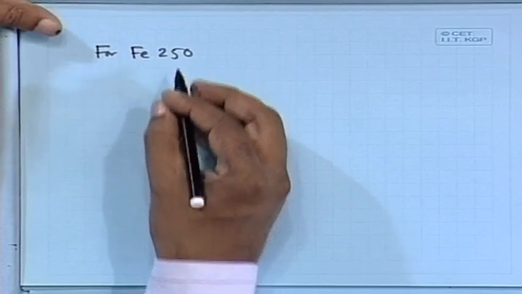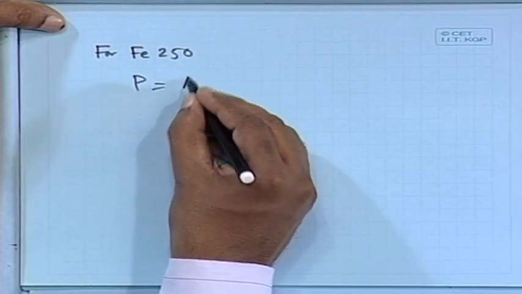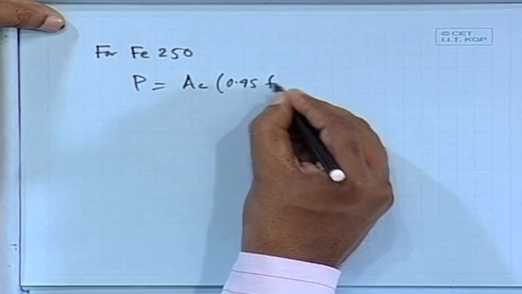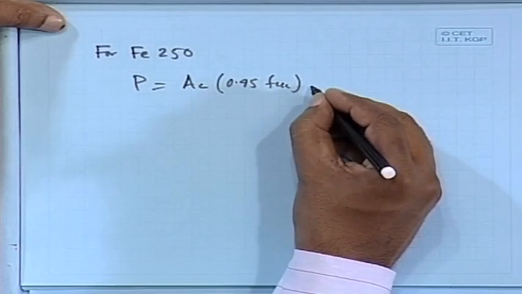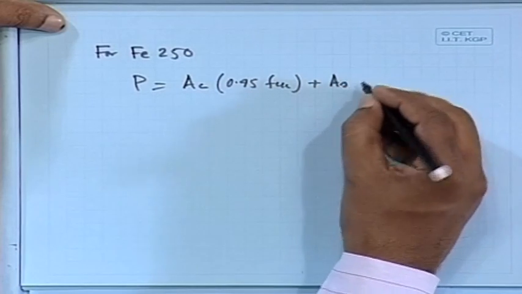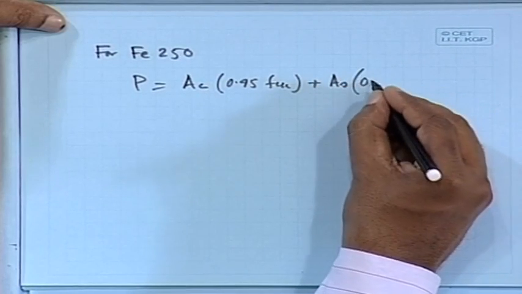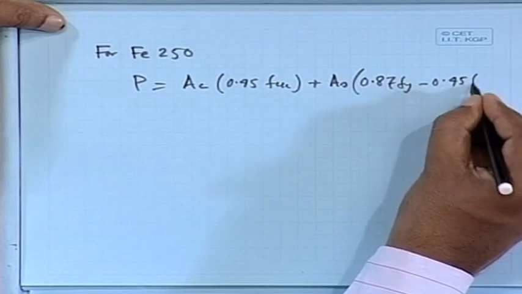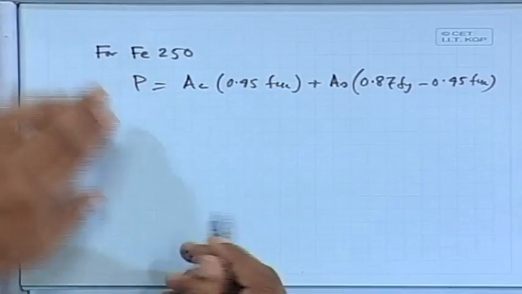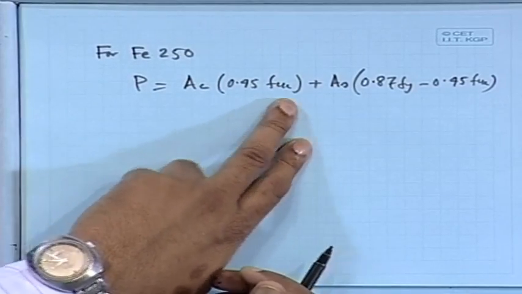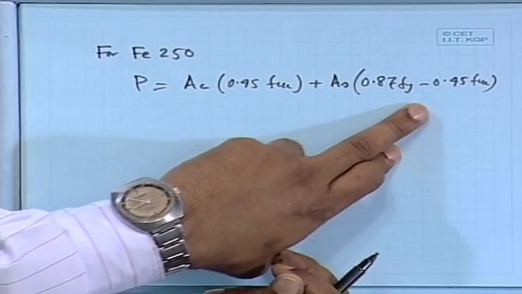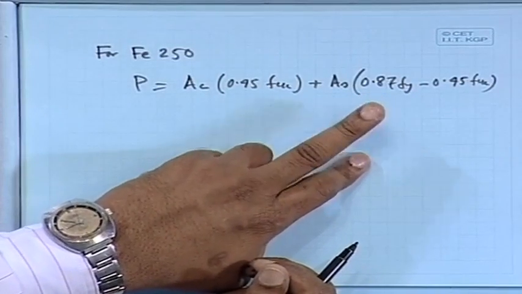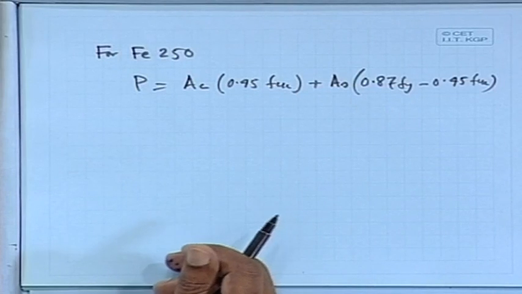For Fe 250, that same P will be equal to AC times 0.45 FCK plus AS times 0.87 FY minus 0.45 FCK. So, P equals AC times 0.45 FCK plus AS times 0.87 FY minus 0.45 FCK. Here that is the difference, we will get it here. Okay. Now, what do we do?